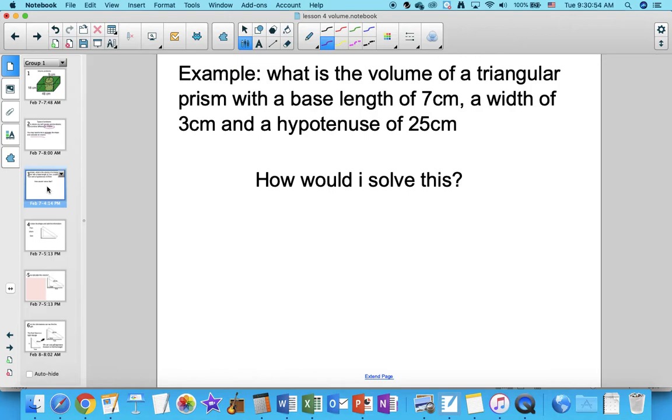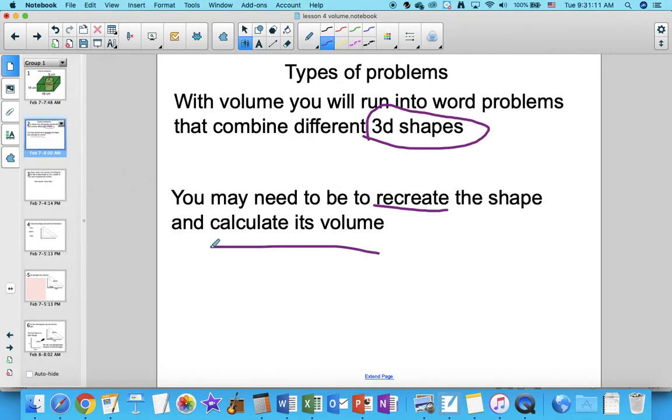An example here is, what is the volume of a triangular prism with a base of 7 centimeters, a width of 3 centimeters, and a hypotenuse of 25 centimeters? So on your own, try and solve this, see what you can do. Now, the important thing here is to recreate the shape. Don't be lazy. Don't try and solve it in your mind's eye. Draw the shape out. It will help you. Okay? So try and draw that shape out, then calculate its volume.